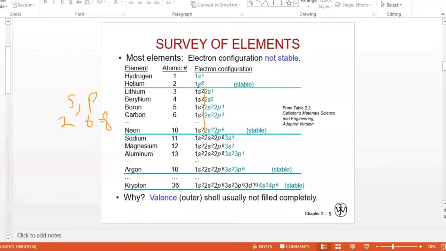Because this 1s2 is already a filled orbital, it will apply to all the elements below it. All the elements which are below this 1s2 will come. Now we are talking about the second orbit, so these all are coming in the second orbit.